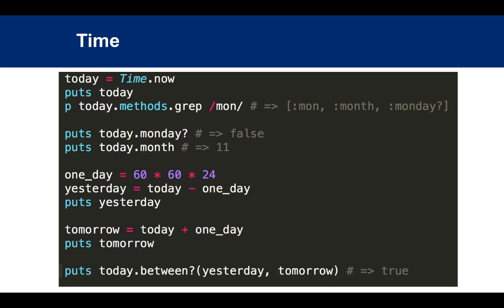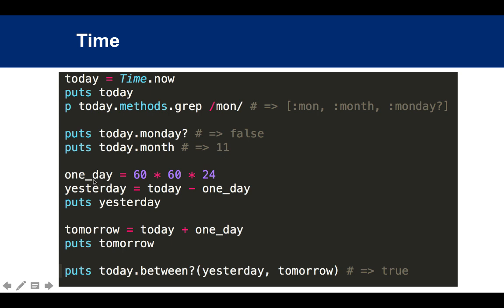Another API, time. So in Ruby, dealing with time is very intuitive. So Time.now gives you today, and then today has many methods on it. So you could grep for a method. So today.methods.grep, and for example, a regular expression Monday or MON will give you either the month or Monday, and you could query it. Is today a Monday? False. And then what month is today? Today is the 11th month, for example.